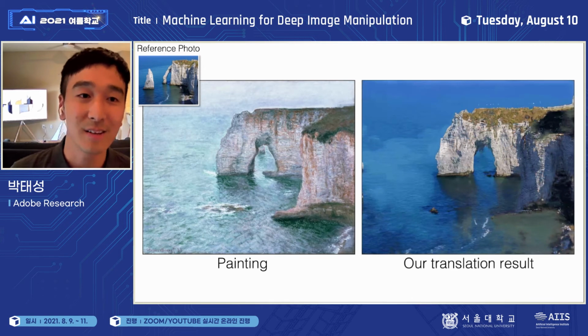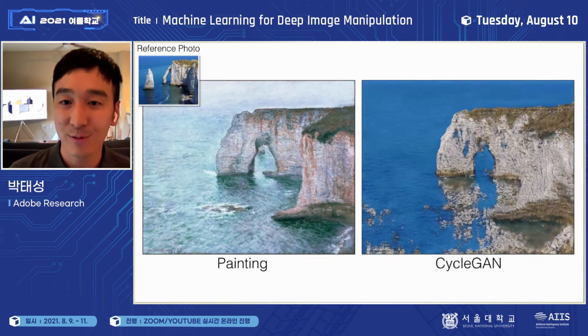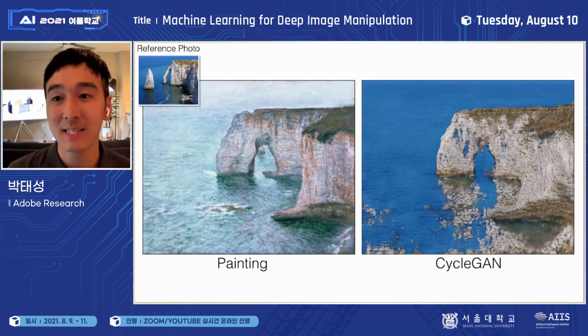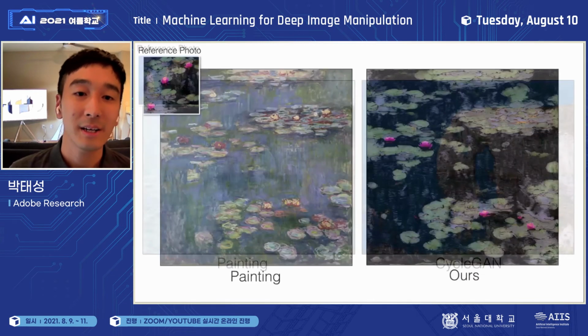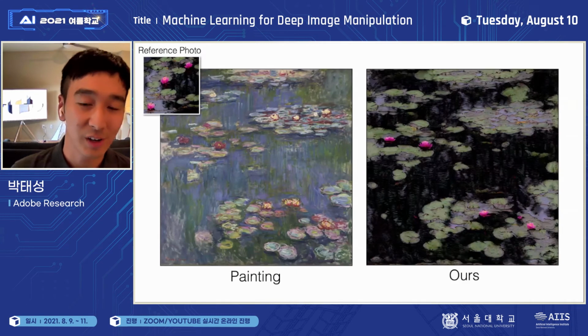And this is our result. We also tried a patch version of CycleGAN with pixel-based cycle consistency loss, but you can see that it actually produces way more artifacts. Here's our result on Monet's water lilies.